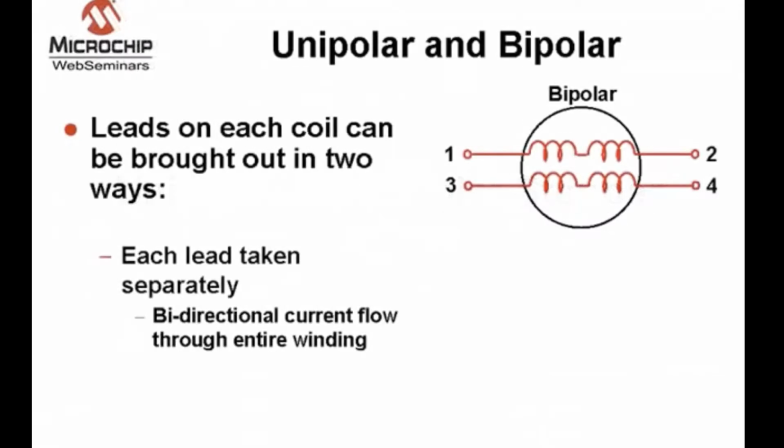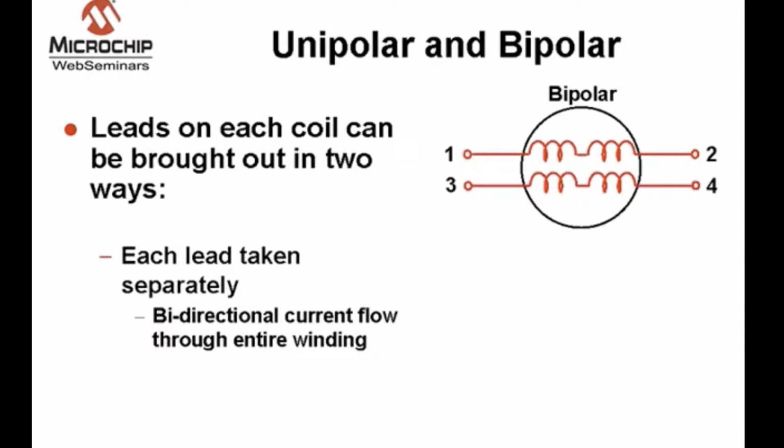Now that we have seen some of the types of stepper motors available, let's take a look at sub-variations of both the permanent magnet and hybrid motor types. These two subcategories are determined by how the leads from each phase winding are brought outside of the motor. The first example is a bipolar configuration.